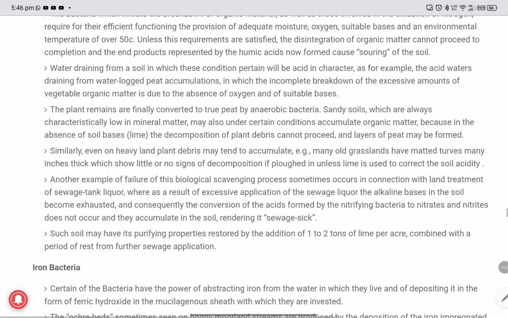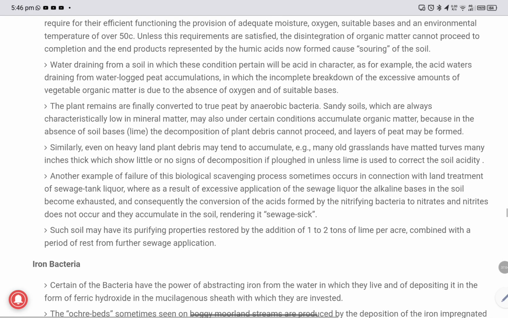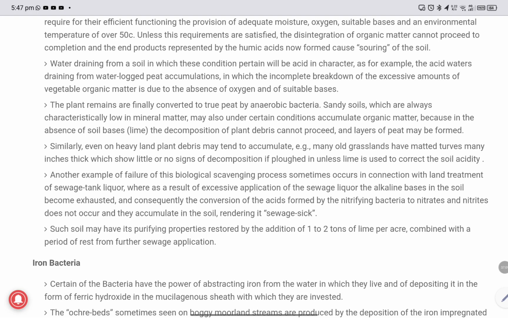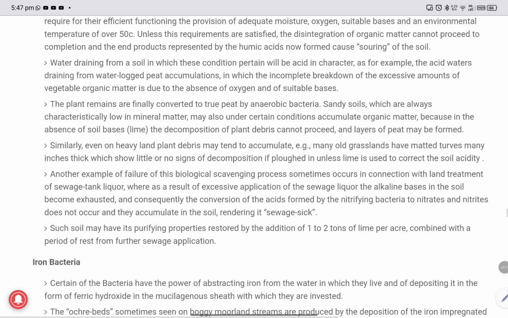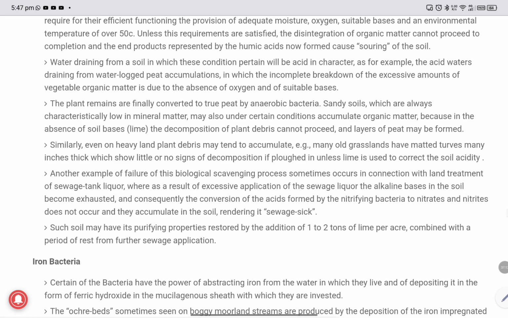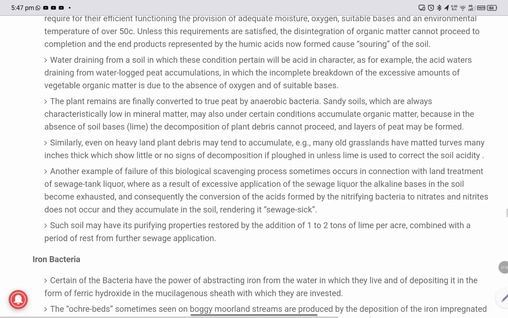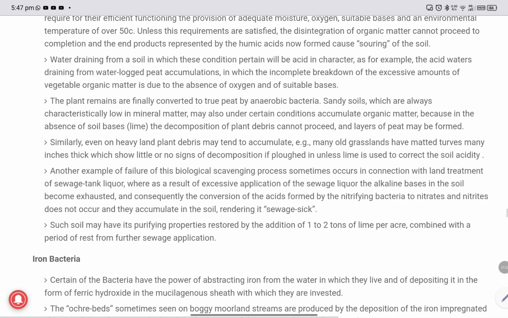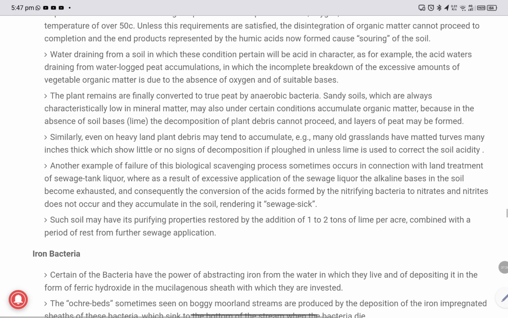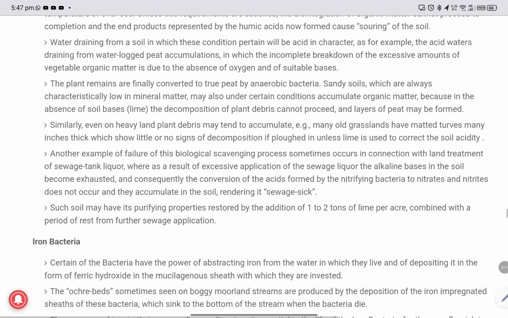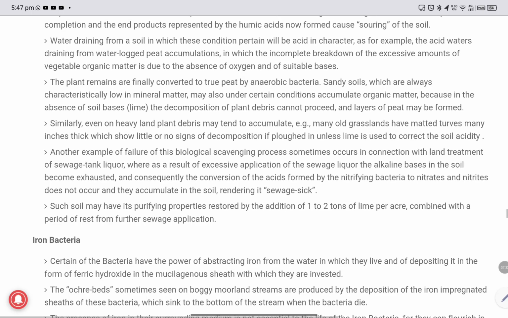Water draining from a soil in which these conditions pertain will be acid in character, as for example the acid water draining from waterlogged peat accumulations, in which the incomplete breakdown of the excessive amount of vegetable organic matter is due to the absence of oxygen and of suitable bases. The plant remains are finally converted to true peat by anaerobic bacteria.